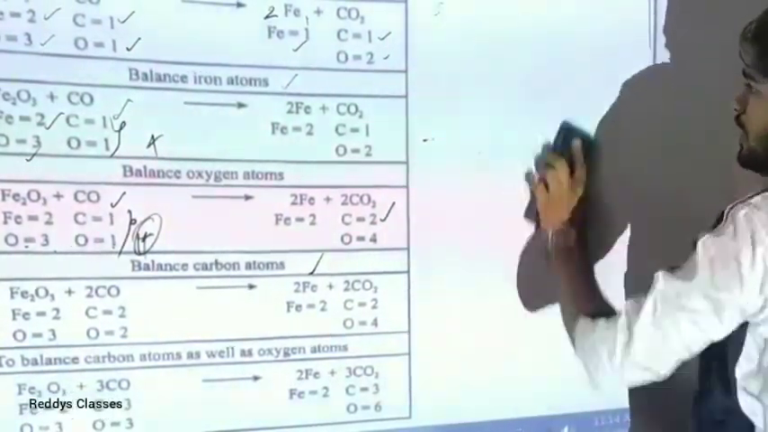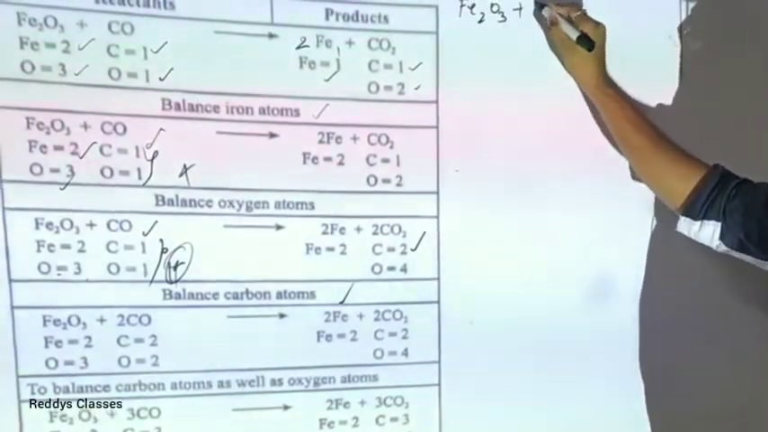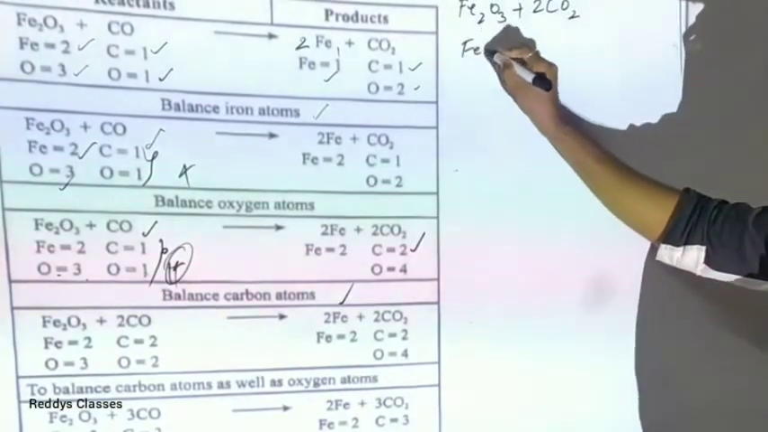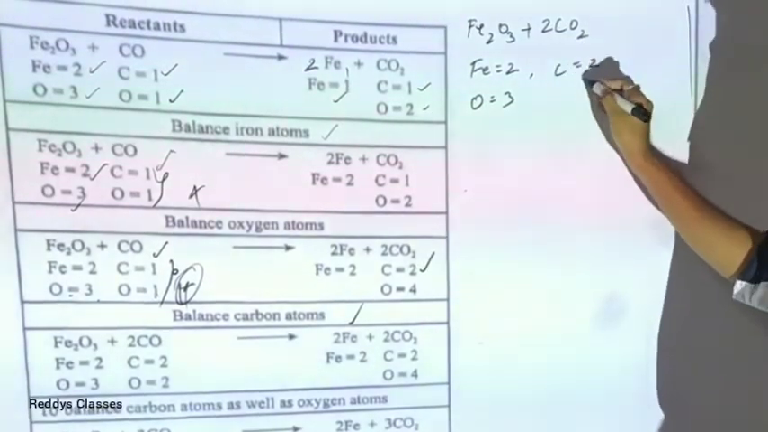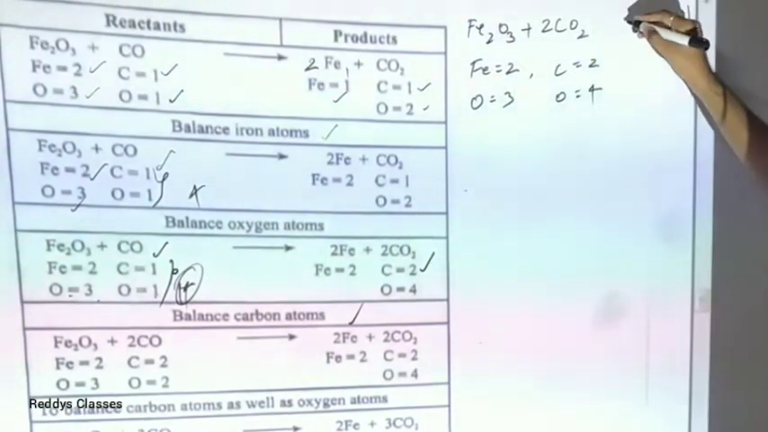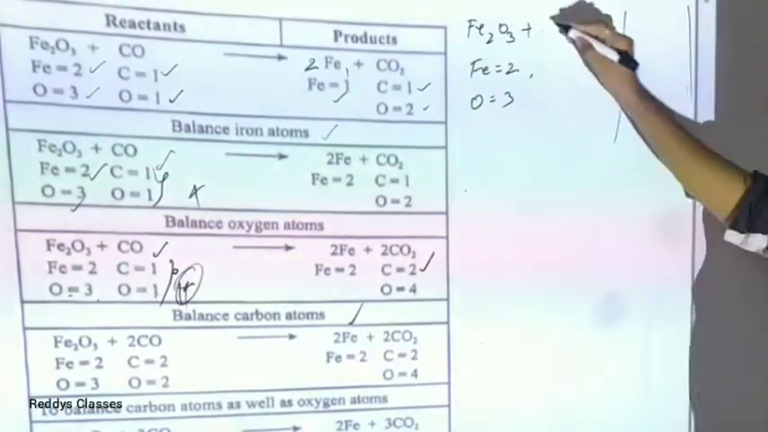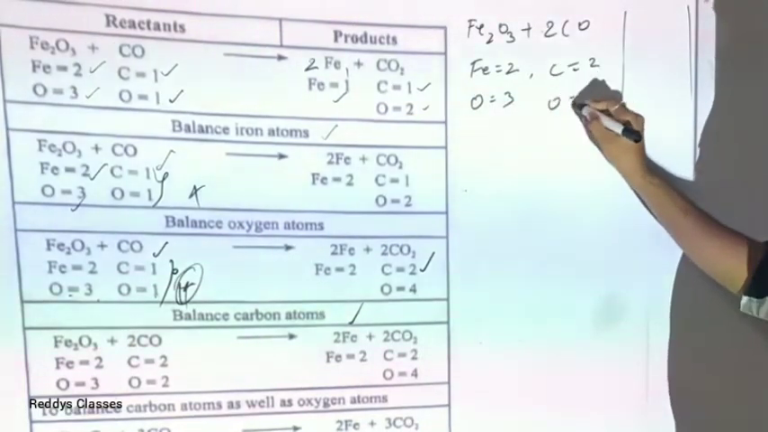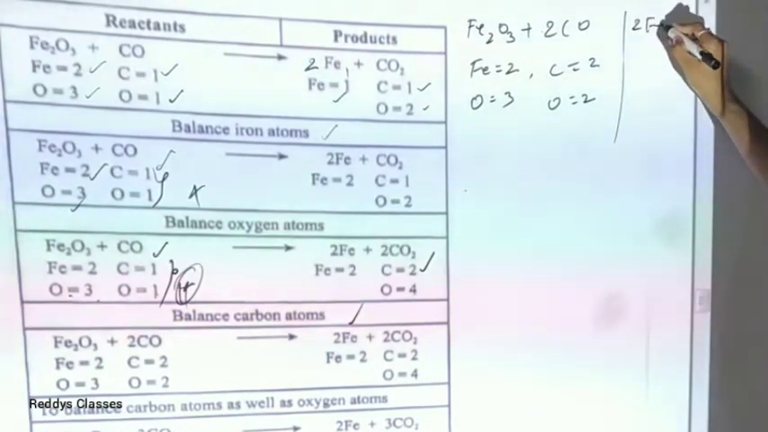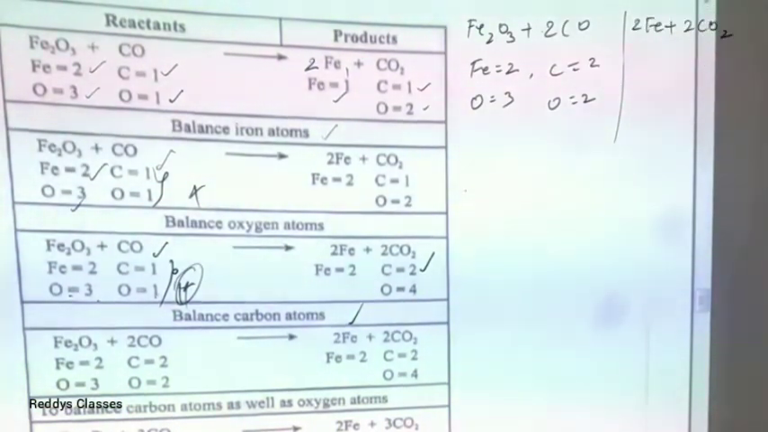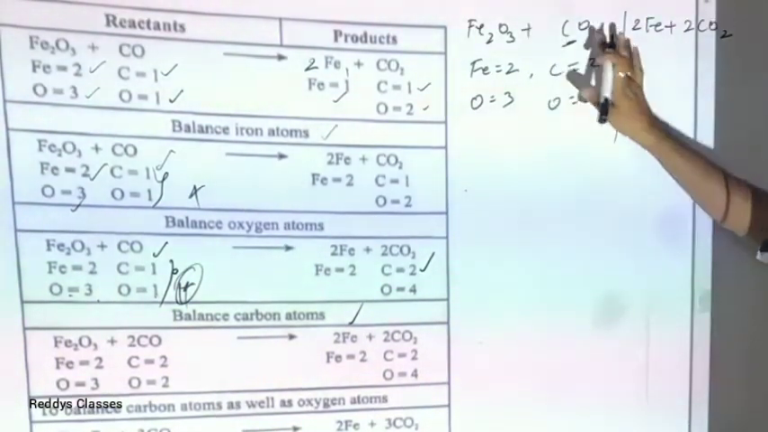On the right side you can see Fe2O3 plus 2 CO2. Fe is 2, oxygen is 3, C is 2, oxygen is 4. Okay, sorry, I wrote this equation as Fe2O3 plus 2CO, C is 2, O is 2. While on the right hand side you can see we have 2Fe plus 2 CO2. Now we balanced what? This equation. Here is having only carbon CO.